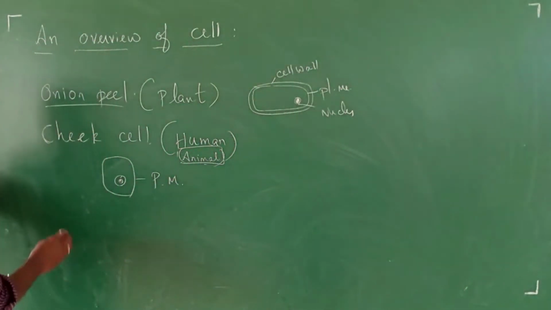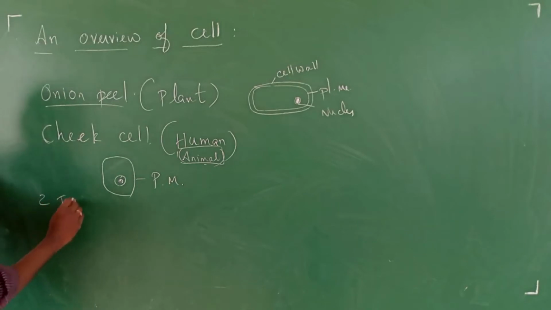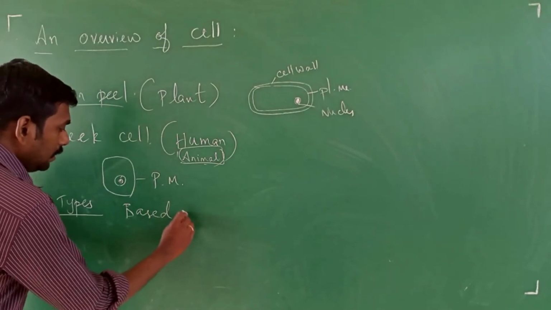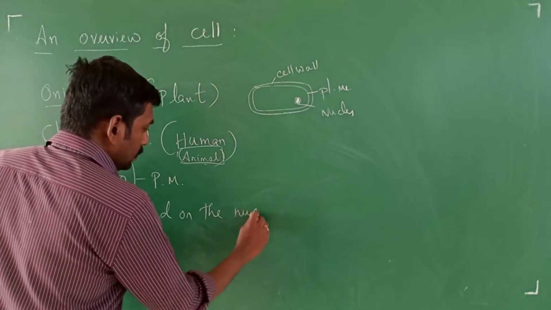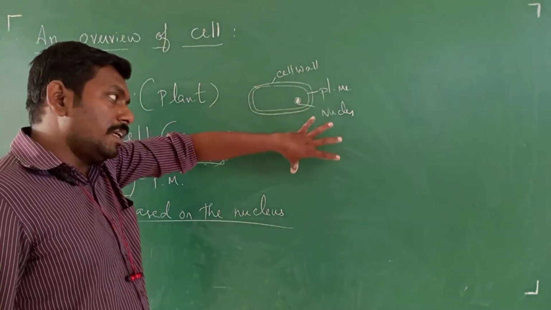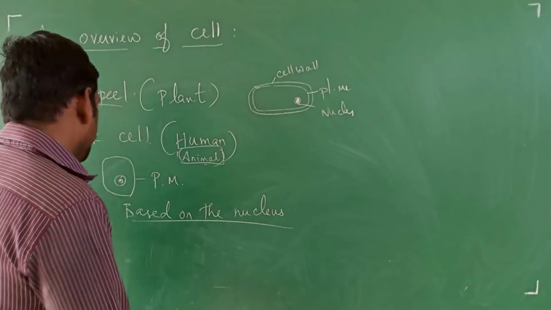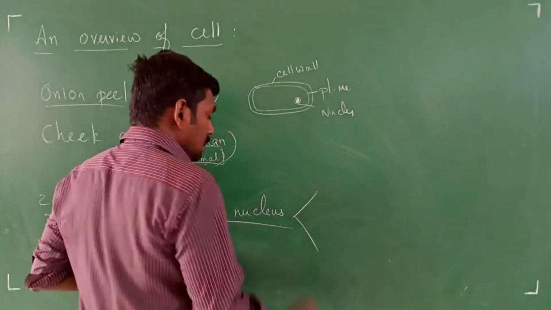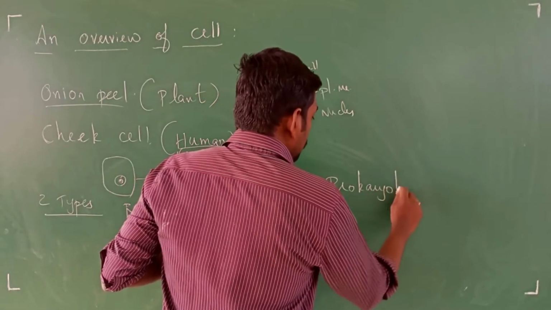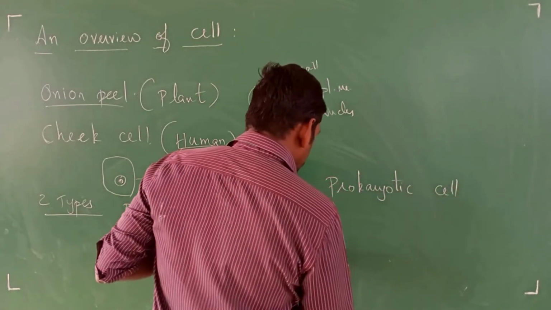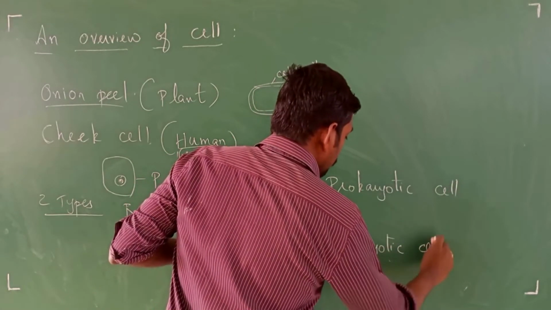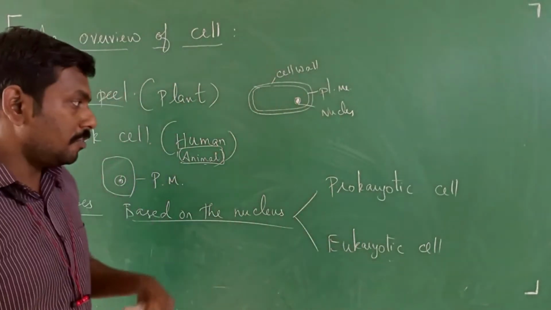Especially, cells are categorized into two types, based on the nucleus. Since predominantly a cell has a nucleus, you will have two types of cells based on the nucleus. These are the prokaryotic cell and the eukaryotic cell.